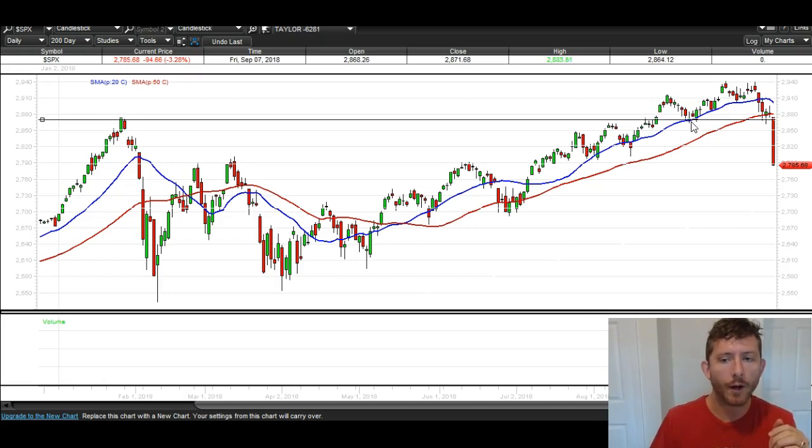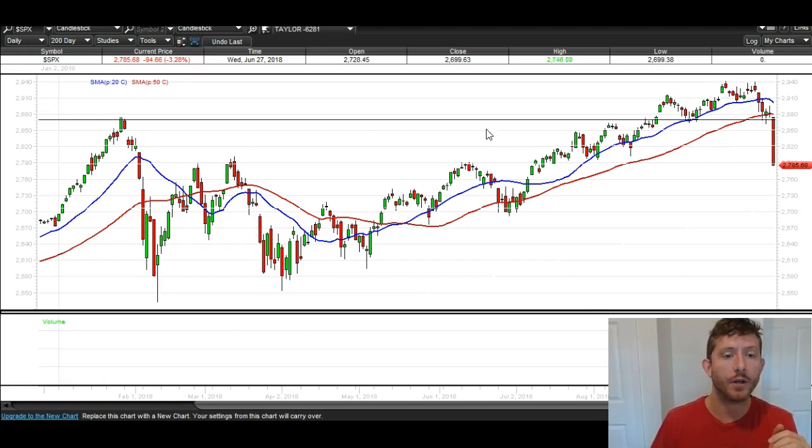We used it as support right there. Notice how we're respecting that same level. There it is, and here we are using it as support. Just a couple days ago, we used it as support right there. Then we broke back under it. That's not what you want to see for a bullish trend.